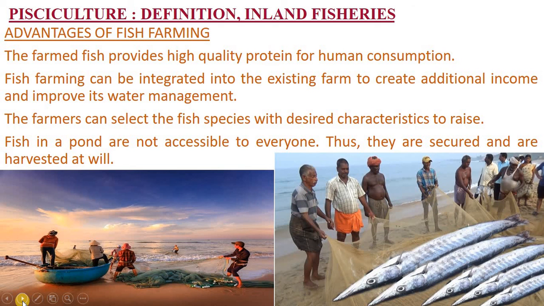Advantages of fish farming: the farmed fish provides high quality proteins for human consumption. Fish farming can be integrated into an existing farm to create additional income and improve water management. The farmers can select fish species with desirable characteristics to raise. Fish in the pond are not accessible to everyone, thus they are secured and can be harvested at will. In inland fisheries, particularly pond fisheries, accessibility is very low. Only the person rearing the fish has access to the fish. That is one advantage of fish farming.